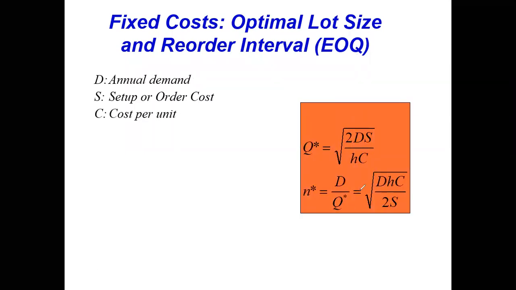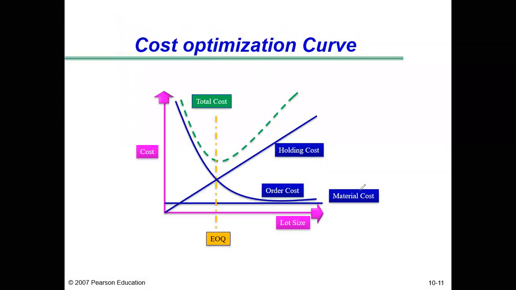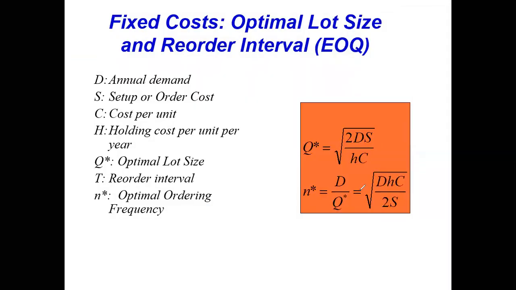So here is the formula Q*, that is economic order quantity, which equals the square root of 2DS divided by HC. We took the first order derivative of the total annual cost with respect to Q, and from that we derived this equation. And then N* simply reflects how many orders will be placed for the optimal lot size, right? So let's put in the numbers from our practice question and see whether it really gives us a lower cost or not.